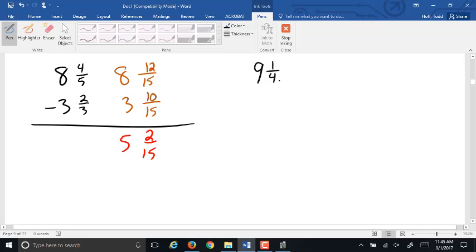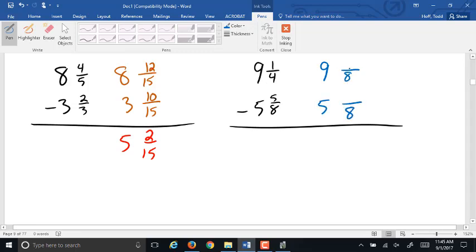We might have 9 and 1/4 minus 5 and 5/8. What's our common denominator going to be here? Just the 8. What's the numerator going to be on top here? Careful. 2, there we go. 4 times 2 to make 8, so 1 times 2 is 2. How about on bottom? It doesn't change. We kept the 8, so we keep the 5.